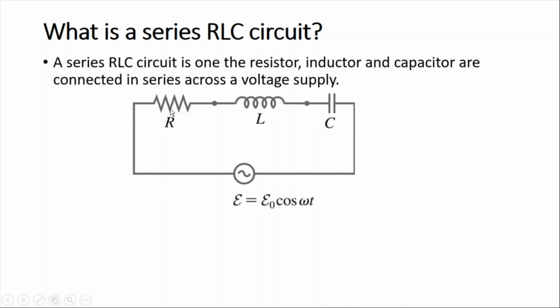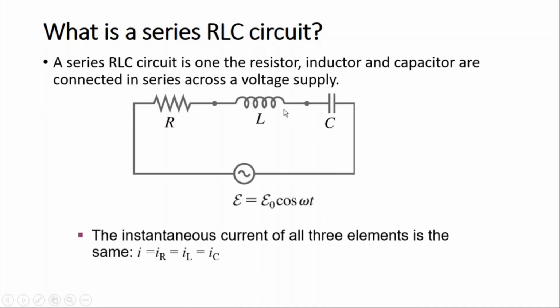When you connect a resistor, an inductor, and a capacitor across a changing voltage source, you get a series RLC circuit. The current through all these three elements is equal. The instantaneous current will be IR equals IL equals IC.